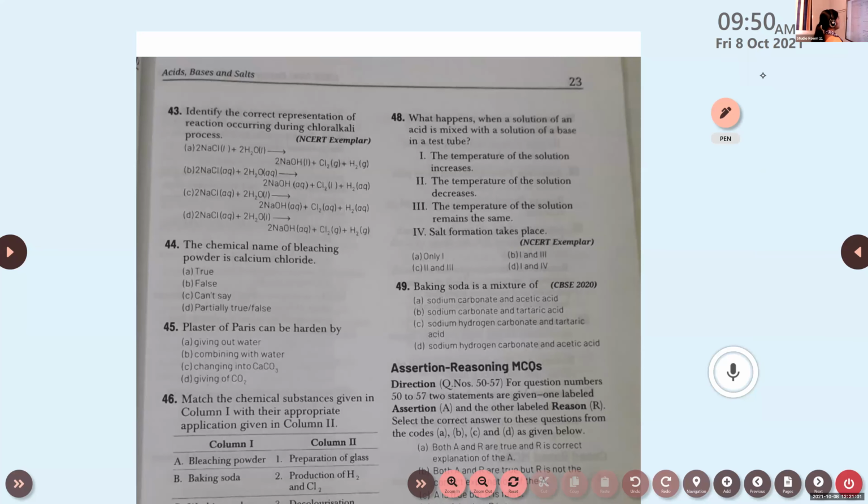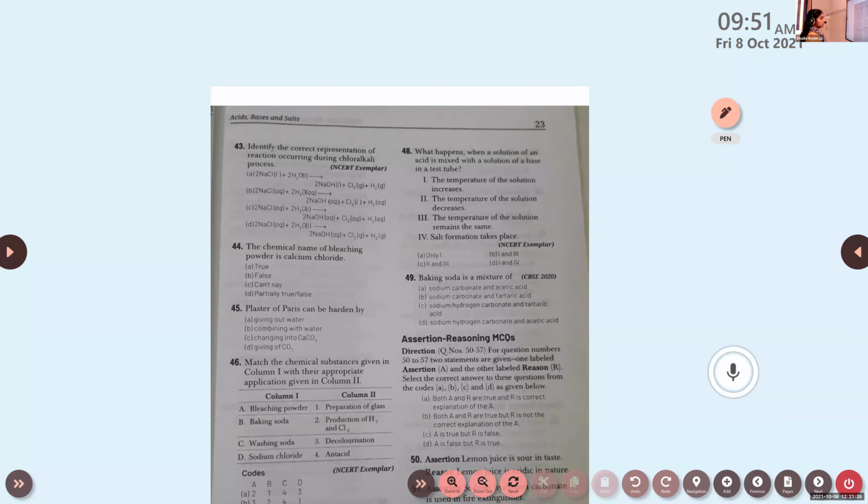Then question number 43. Rifa, can you read question number 43? Ma'am, we cannot read. Why? Ma'am, it's blocked. Okay. What about now? Yes, ma'am. Now it's clear.